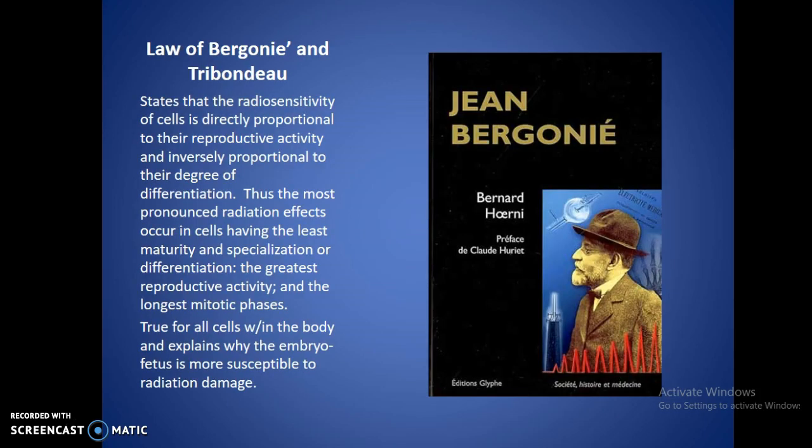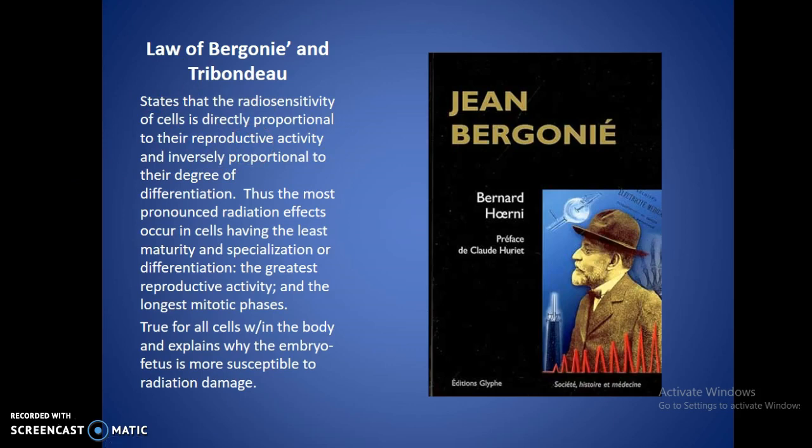Law of Bergonié-Tribondeau. This is an important concept to get because the ARRT does cover this quite a bit. You do need to know this entire portion here with differentiation, but basically it states that radiosensitivity of cells is directly proportional to their reproductive activity and inversely proportional to their degree of differentiation. So if you're thinking about germ cells within the ovum and the sperm, the reproductive activity is very high because it's constantly splitting and creating.